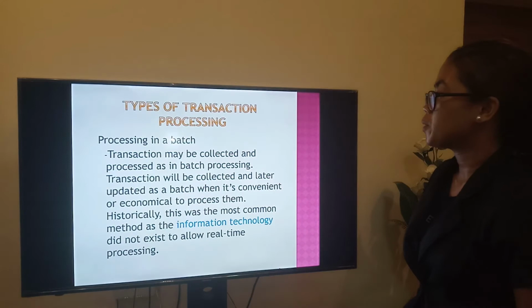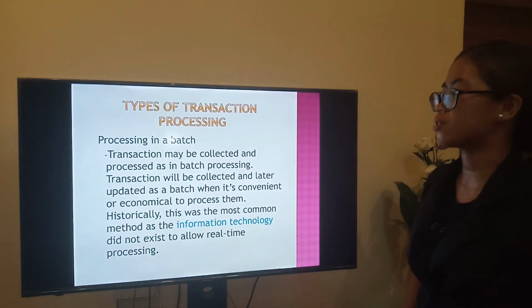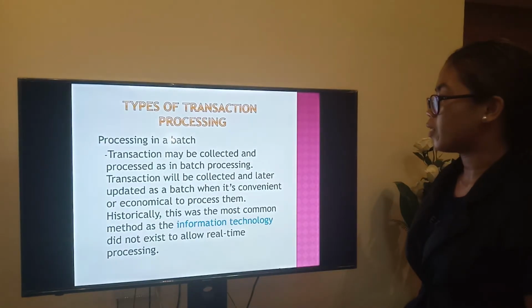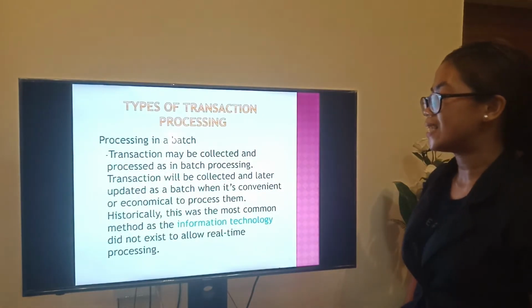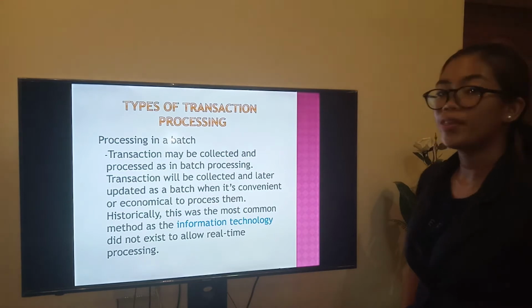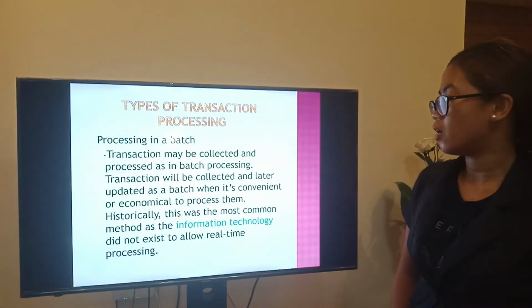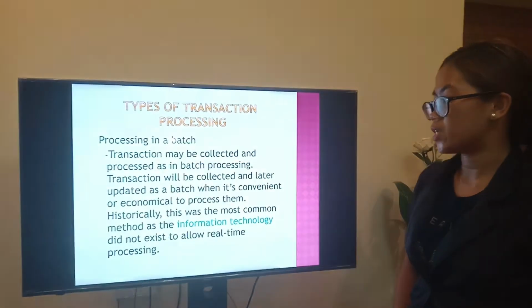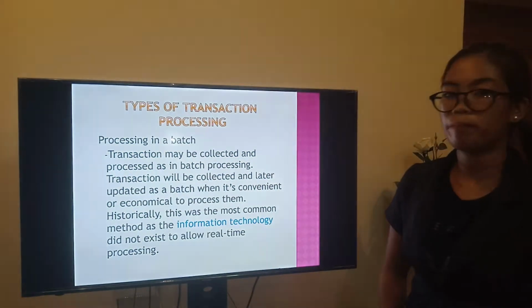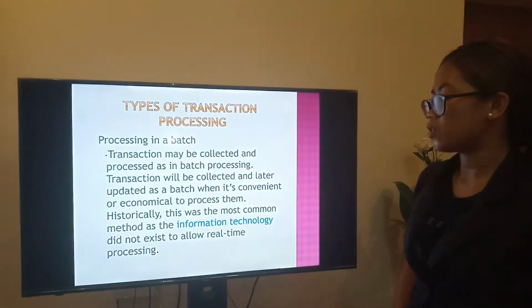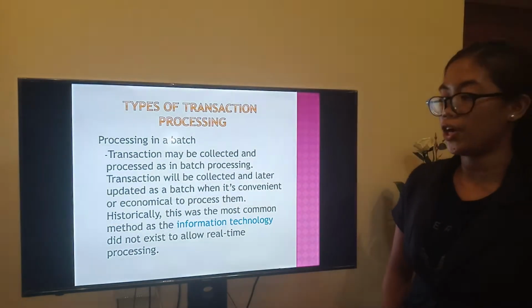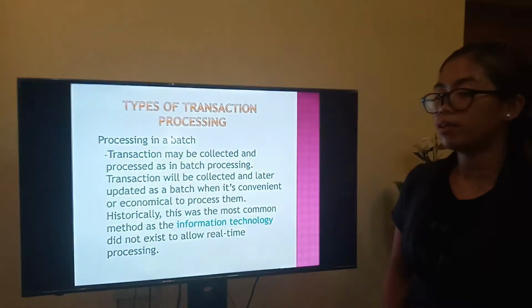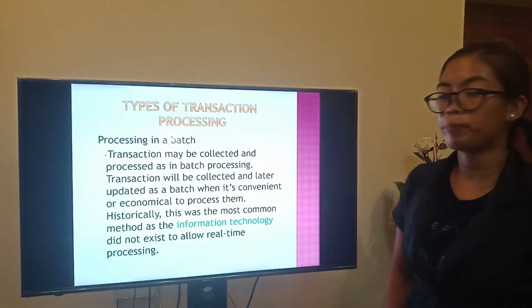Types of transaction processing. First, processing in a batch. Transactions may be collected and processed as in batch processing. Transactions will be collected and later updated as a batch when it's convenient or economical to process them. Historically, this was the most common method as the information technology did not exist to allow real-time processing.